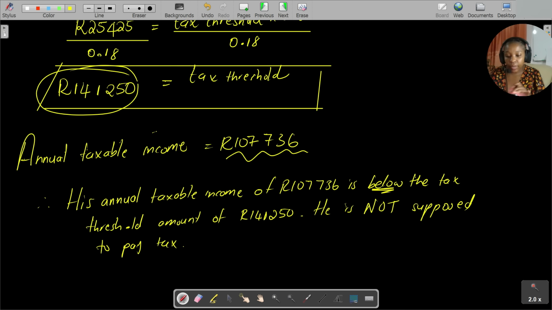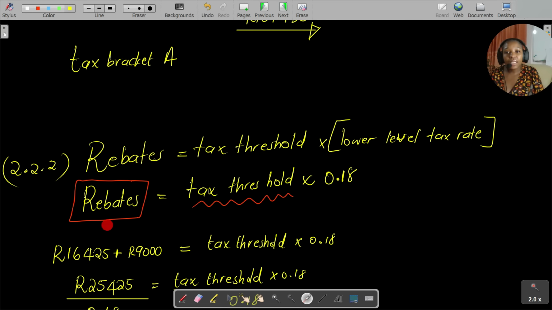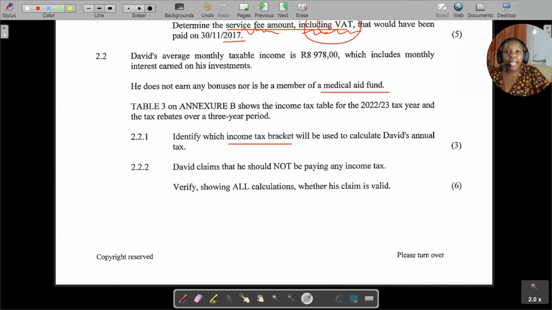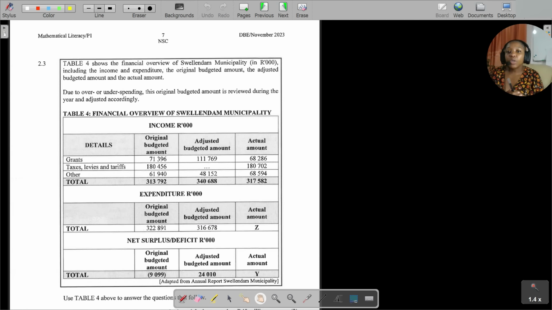Very interesting question there, one that just requires us to know how to work with this formula to calculate the tax threshold. I hope you were super focused and took note of what we did there. And that is basically it for question 2.2. Right, so let's have a look at question 2.3. Question 2.3 is income and expenditure.